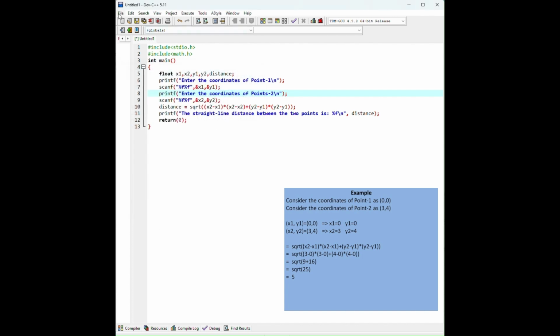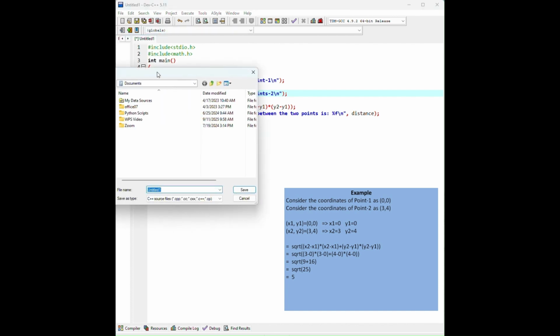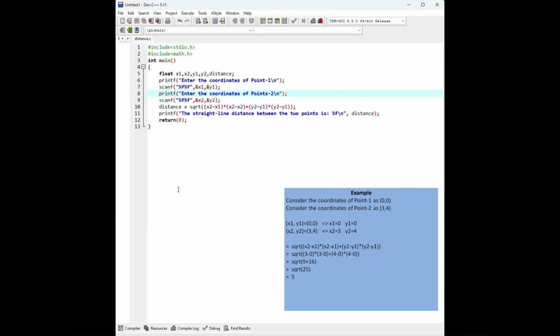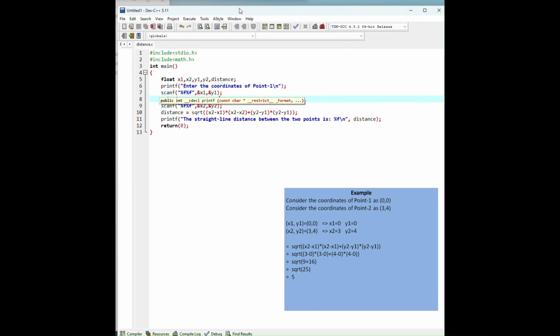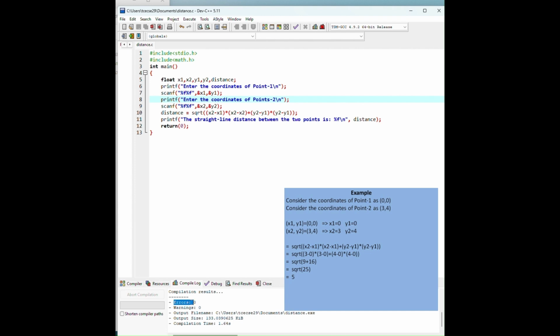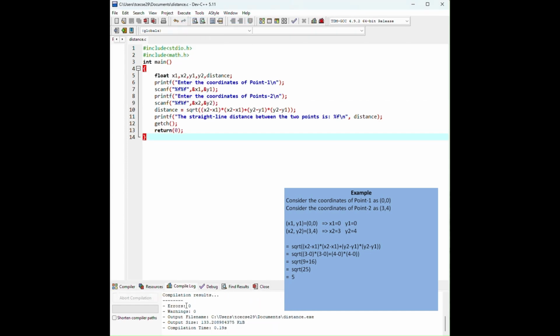So I've just taken an example to calculate the distance between 2 points, 0, 0 and 3, 4. 3 minus 0 whole square plus 4 minus 0 whole square. So 3 minus 0 is 3, 3 minus 0 is 3. So that's 9 plus 16, 25. Square root of 25 is 5. So let's execute the program. Compile the program. Let's see whether we have any errors and warnings. No errors and warnings. Execute.